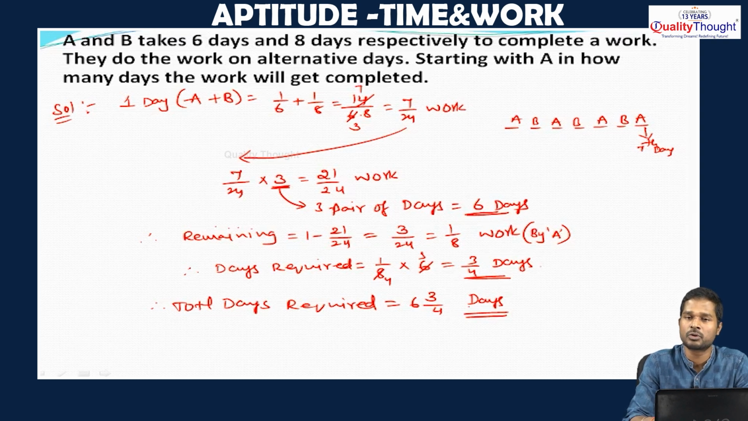But A will take a total of 6 days to complete the work. So the days required to complete 1 by 8 of the work is 6 into 1 by 8. So 2 3s are 6, 2 4s are 8, that is 3 by 4 days are required to complete this work. So the total days are 6 days and this 3 by 4 days, which is a total of 6 3 by 4 days required to complete the work.